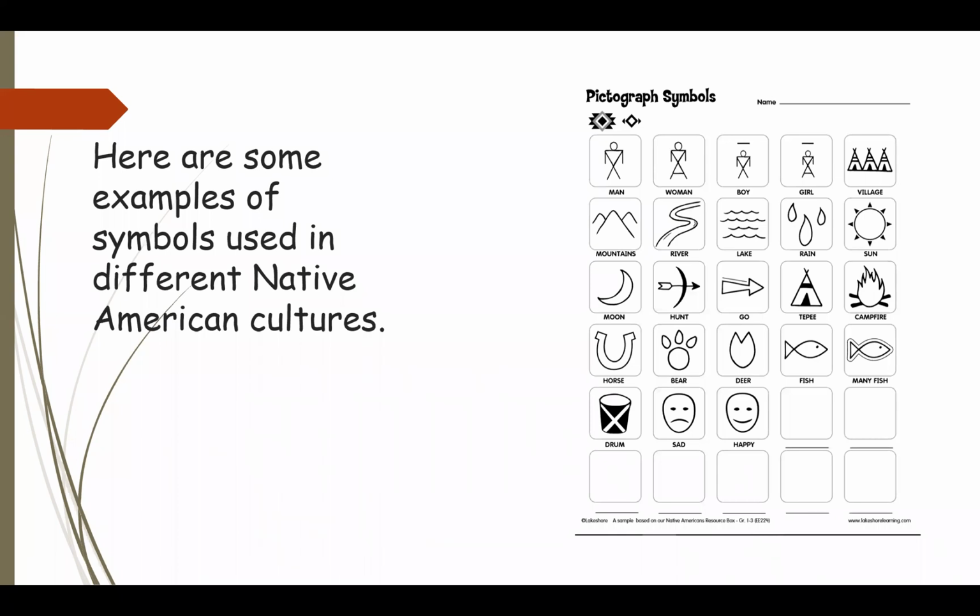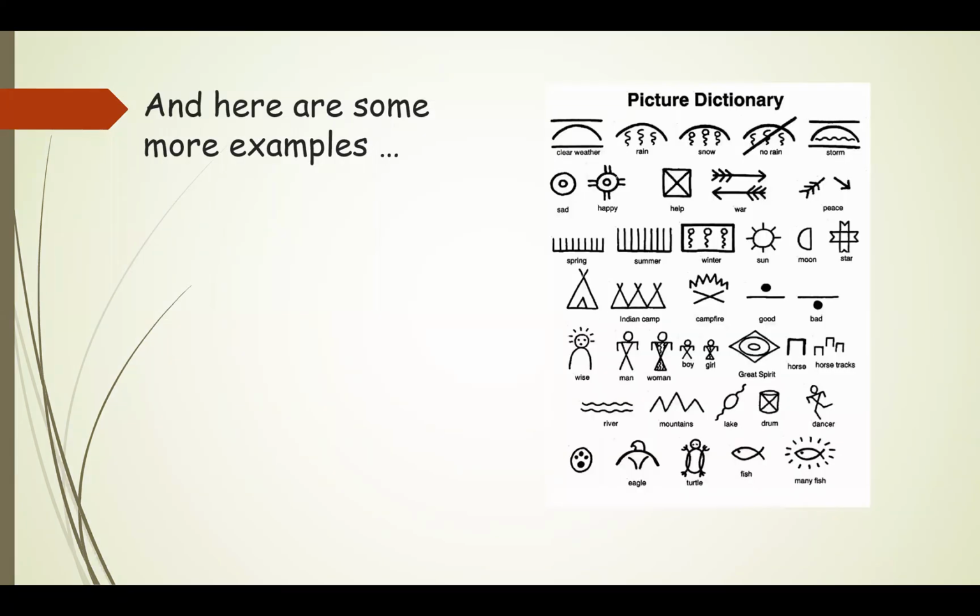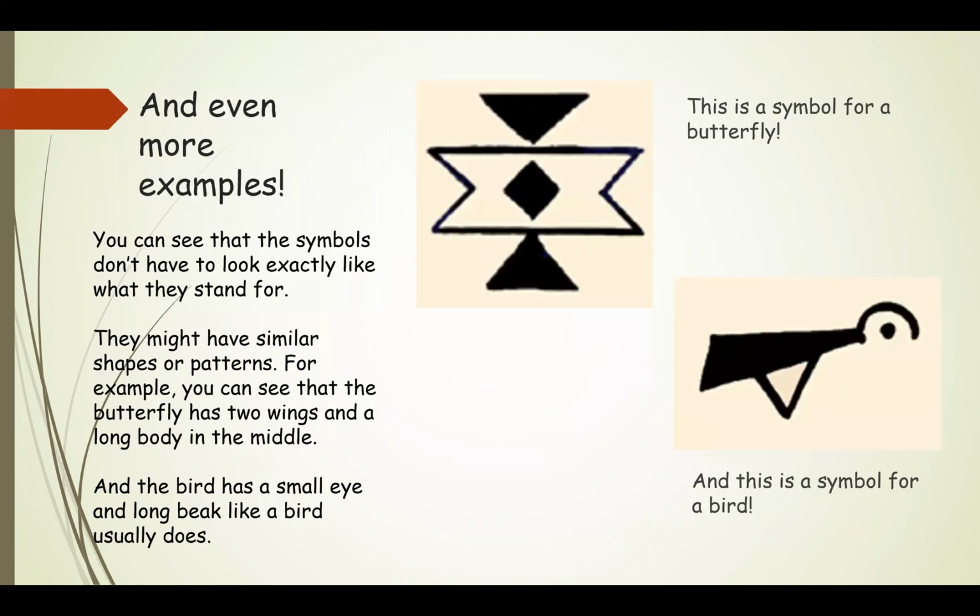So here are some examples of symbols used in different Native American cultures. You can see there's spaces on the worksheets if you want to create your own new symbols. Here are some more examples. And even more examples. So you can see that the symbols don't have to look exactly like what they stand for. They might have similar shapes or patterns. So the butterfly here, you can see that the butterfly has 2 wings and a long body in the middle. And then the bird has a small eye and a long beak, like a bird usually does.